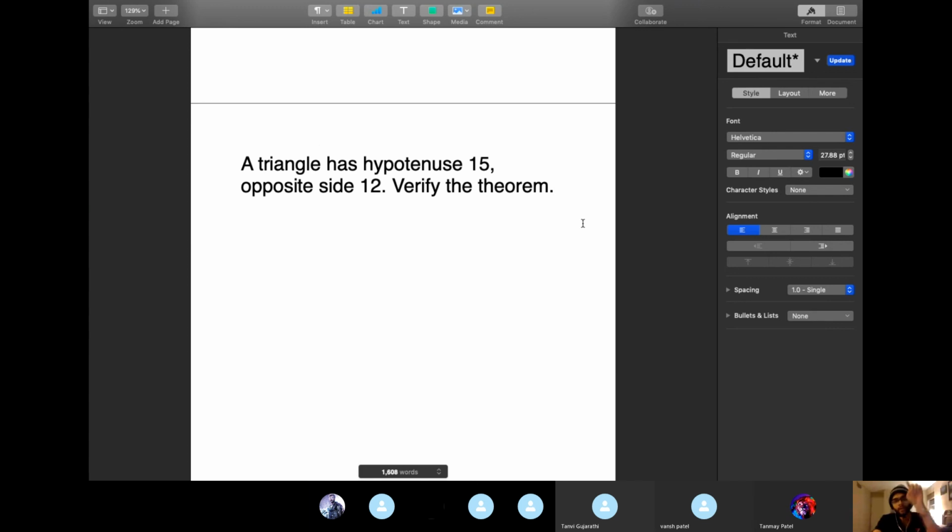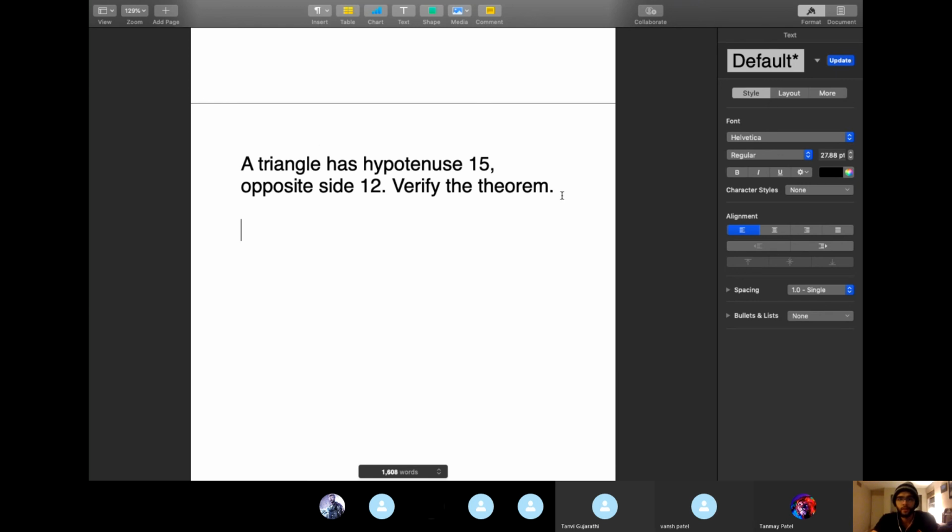So try to draw the triangle. First of all, wherever there's a problem in trigonometry, it's better to draw the problem. So just draw the triangle, put the hypotenuse as 15, pick your theta, whichever is your theta, and put that the opposite side is 12. Now check if sine squared plus cos squared is equal to 1. This is your homework problem, okay?